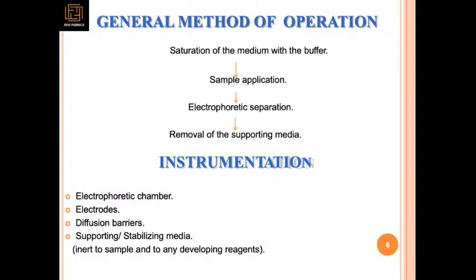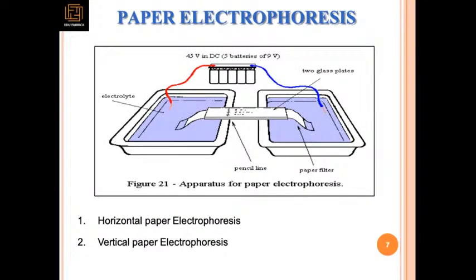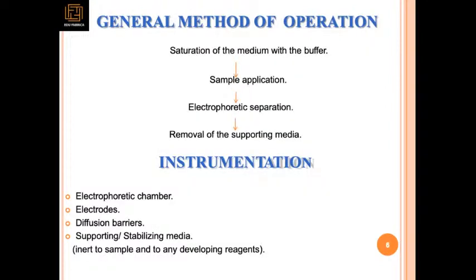The general methods of operation are saturation of the medium with the buffer, sample application, electrophoretic separation, and removal of the supporting medium. So this is how we do it. The instrumentation required includes an electrophoretic chamber, electrodes, diffusion barriers, and supporting stabilizing medium. All these things are required.